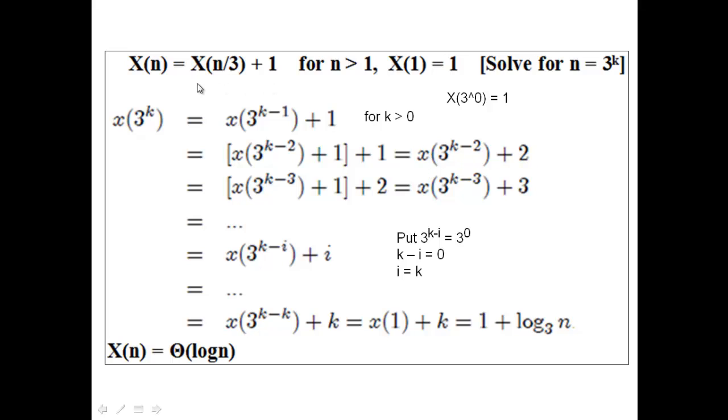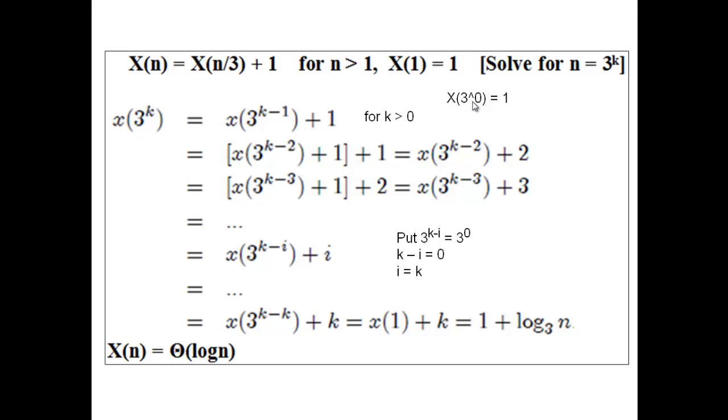Now replace k with k minus 2 here, we get x of 3 raised to k minus 2 is x of 3 raised to k minus 2 minus 1, that is x of 3 raised to k minus 3 plus 1, and then you already have plus 2, so that is plus 3. So in general we can say x of 3 raised to k is x of 3 raised to k minus i plus i. Okay, so we need to see for what value of i we can go to the terminating condition. So we can say put 3 raised to k minus i equals 1, which is 3 raised to 0, because 1 can be written as 3 raised to 0, so k minus i will be 0. That's the terminating condition.